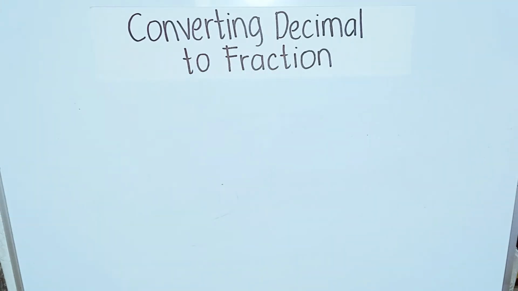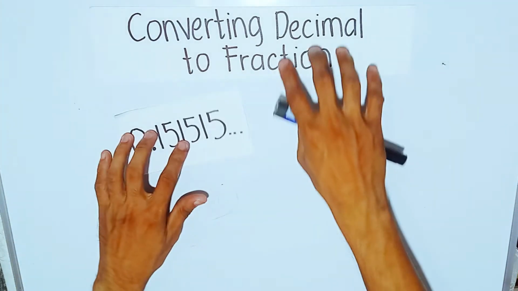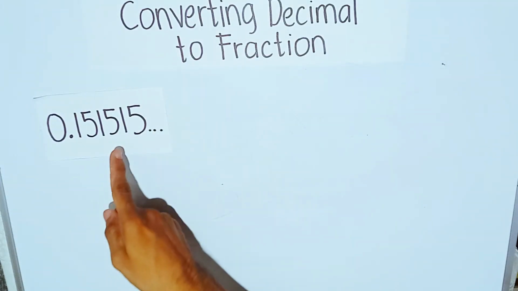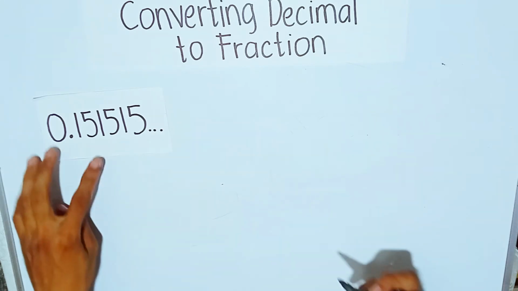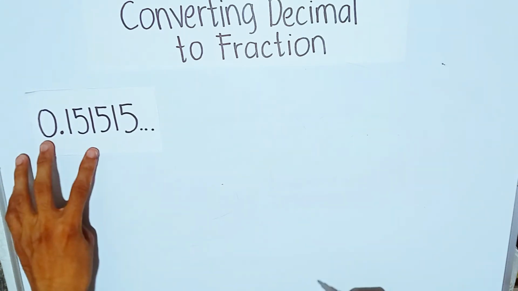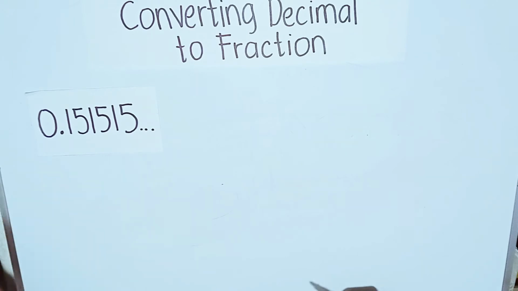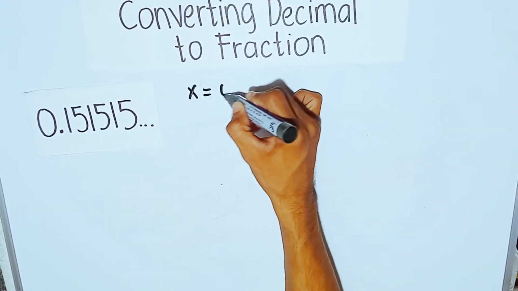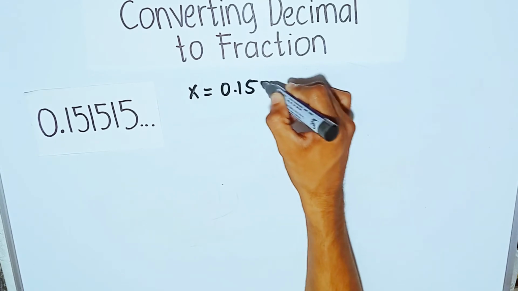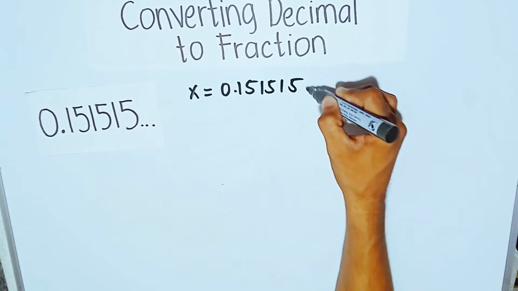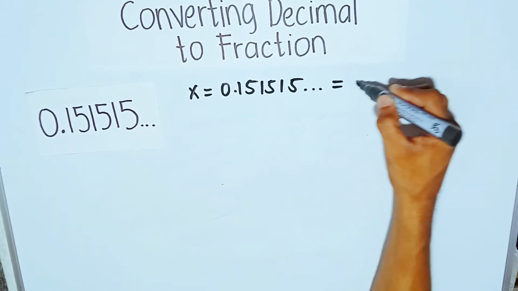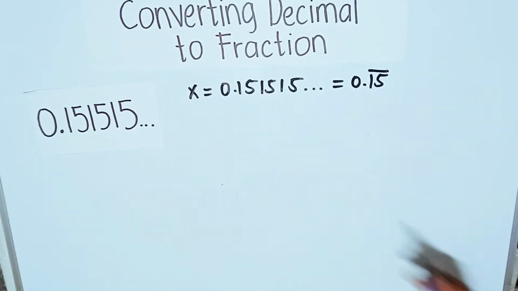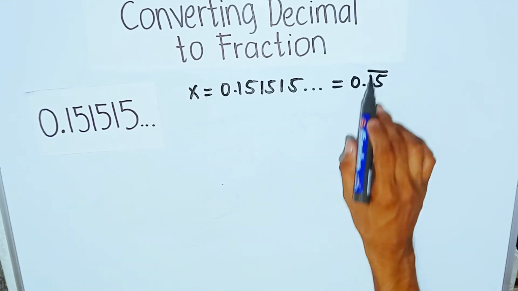Okay, next. Example, meron tayong 0.15151515. Unang step is to let this given decimal as x. So, meron tayong x is equals to 0.151515 vinculum, or it is also equal to 0.15 with a vinculum. Ito yung vinculum.